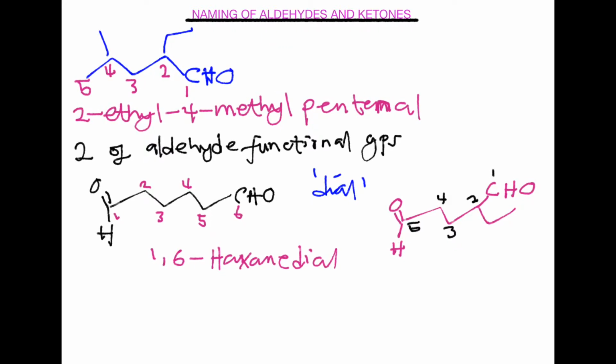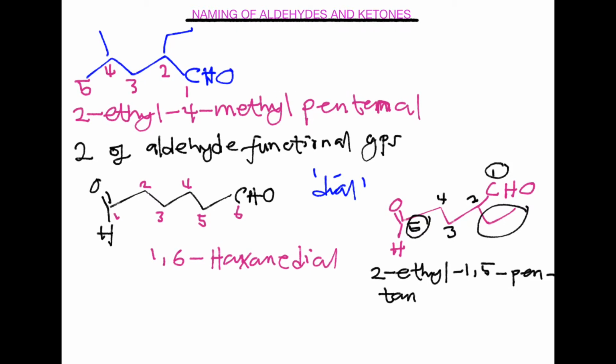Alright, so on carbon number 2 we have an ethyl group. So how do we name this? It's going to be 2-ethyl. So we have our 2-ethyl, and then our functional groups are on carbons 1 and 5. So we'll continue and say 1,5-pentane. Let's bring it down. Pentanedial.